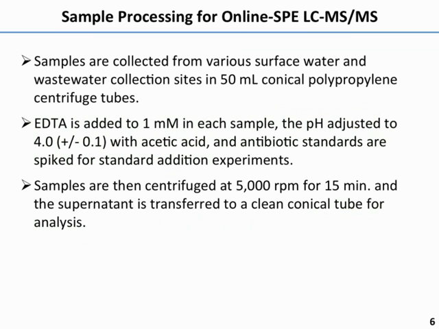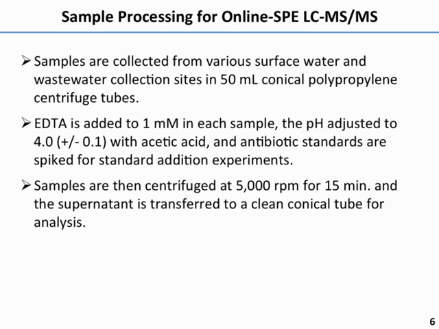So our process now is very simple. We go out with polypropylene conical centrifuge tubes to collect our water samples. We add EDTA. We adjust to pH 4 with acetic acid, and then whatever spiking we're going to do for standard addition is done at that point. Then we simply centrifuge them in the same 50 mL conical tubes for about 15 minutes. We transfer the supernatant to a clean tube, and that is the container that we sample directly out of using the instrument. So at that point, those are the solutions we take right to the instrument.